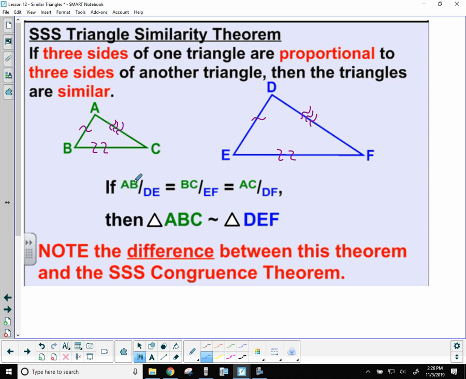All the sides proportional to each other, they should be similar. Note the difference between this theorem and the side-side-side congruency theorem. Again, we're talking about similarity, not congruency. We do use that side-side-side idea again, but instead of being the actual same size, we're looking at proportions. Okay? So let's look at an example.